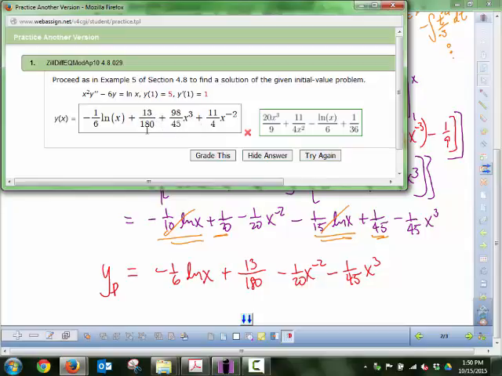So how many times does 36 go into 180? 5. So it should be 5 over 180. And our other constant has a 9 and 20. So divide by 5. So this should be 100 over 45, right? So 5 over 180 and 100 over 45.